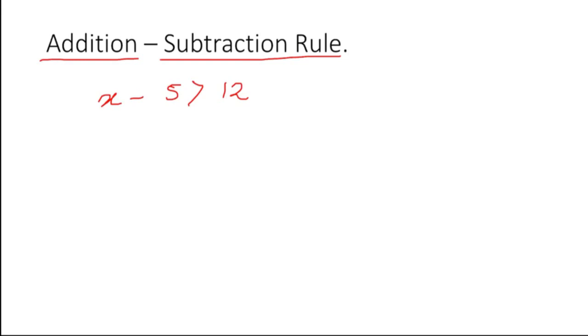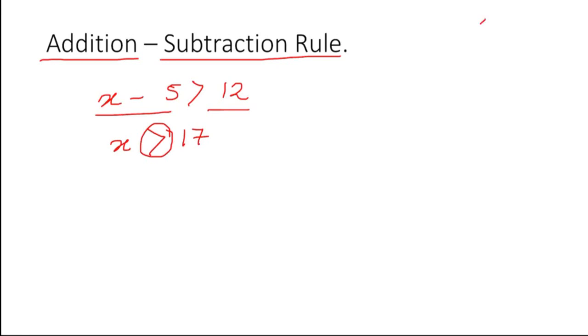In order to do that, some operations we can do is add or subtract the same numbers on both sides of the inequality. Let's say we have this inequality. To simplify it, we can add plus 5 on both sides. So x minus 5 plus 5 would be x, greater than 12 plus 5, which is 17. So adding a positive number on both sides of the inequality, the sign does not change.